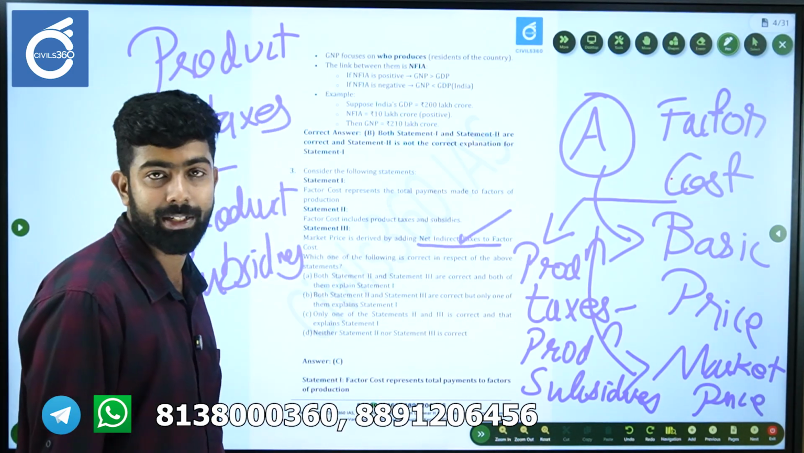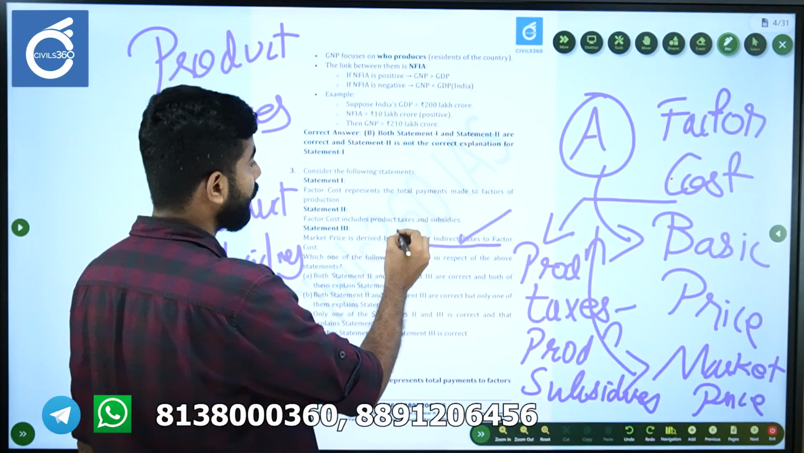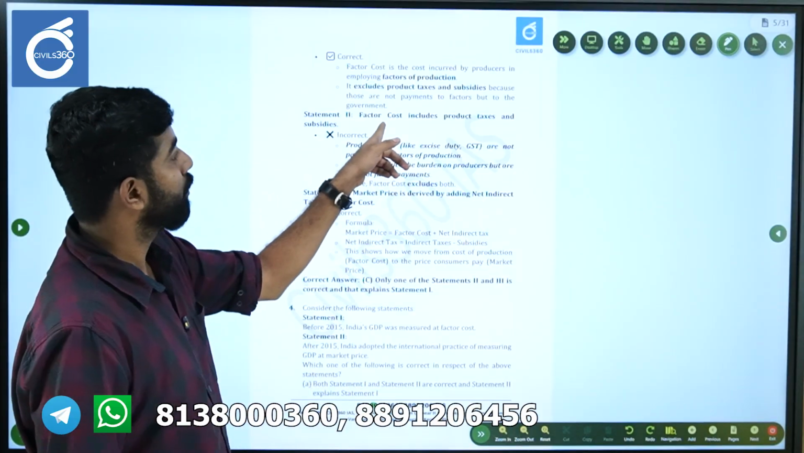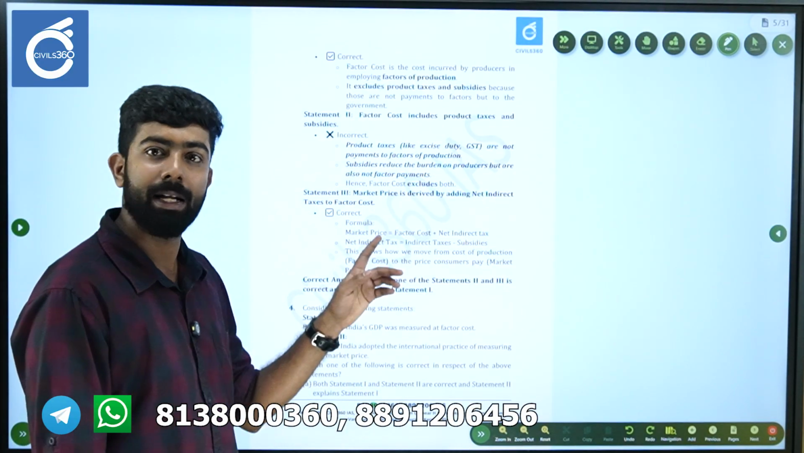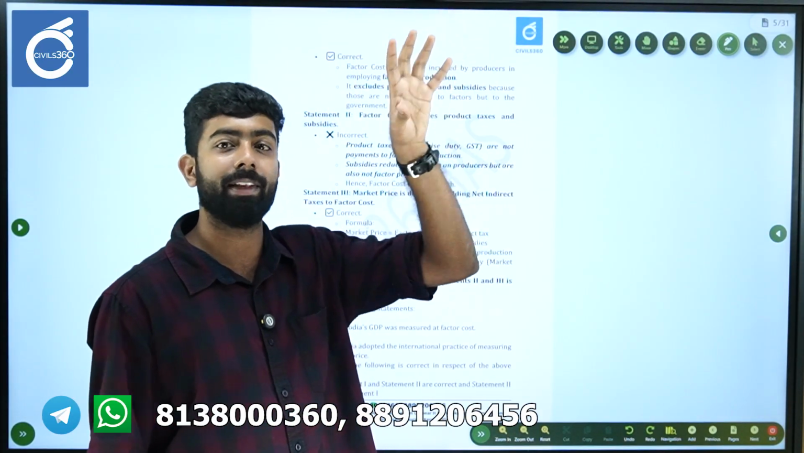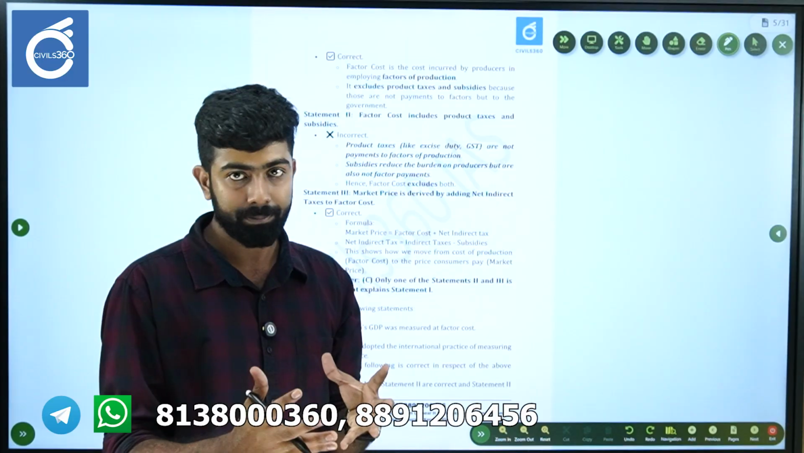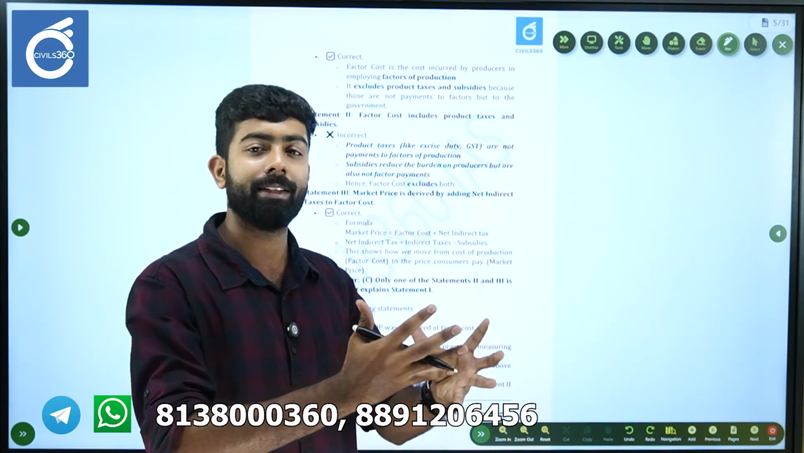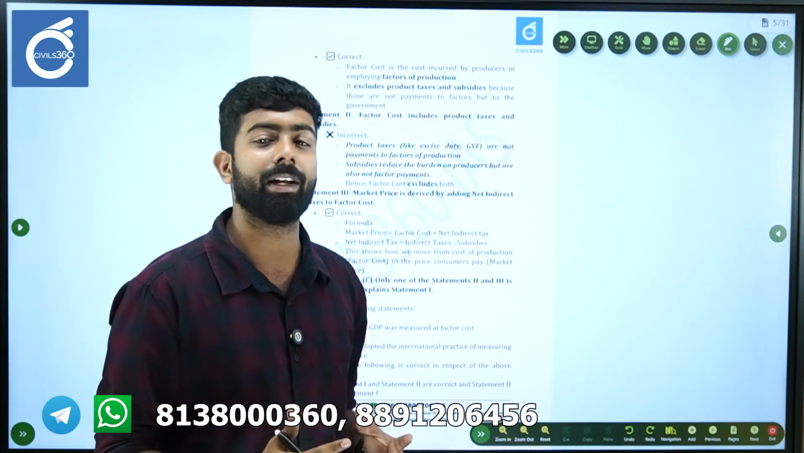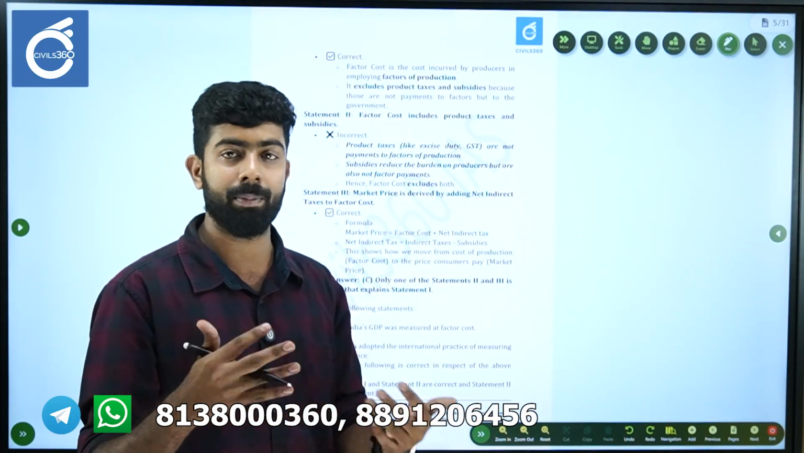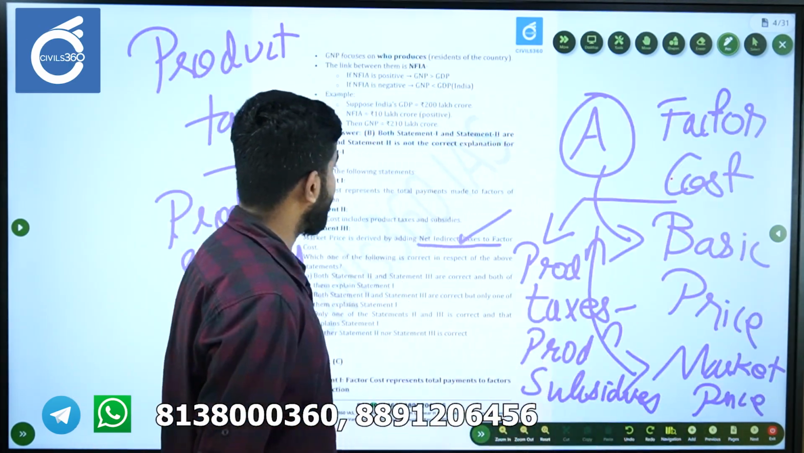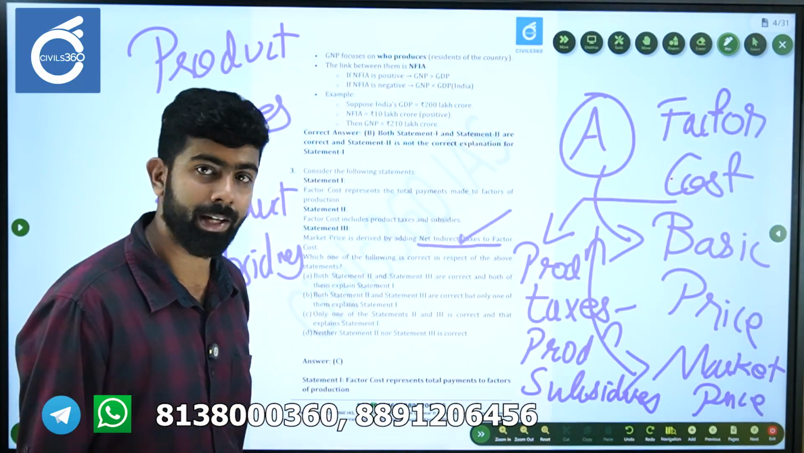Now look at the statement: factor cost includes product taxes and subsidies. That statement is actually wrong. We saw that factor cost does not include anything extra. It is the cost of production, the cost that the factors extracted from the producer. Please study it like that, and you will get a lot of clarity, so that when questions come in a complicated manner, you can solve them. Please understand these concepts very well.